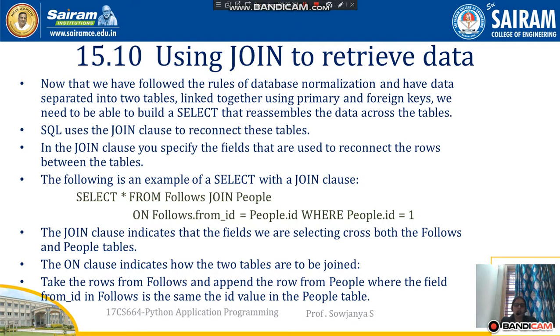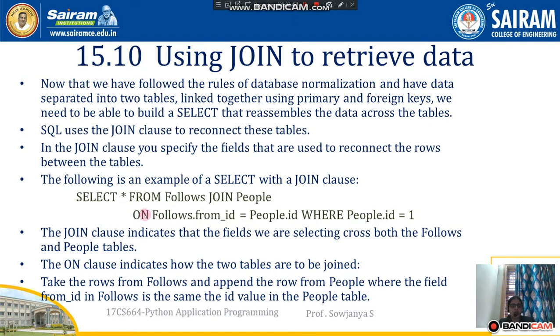How is it doing that? In the JOIN clause you can specify the fields that are used to reconnect the rows between the tables. How can we do it? Using SELECT and JOIN: SELECT * FROM follows JOIN people. What it is doing is indicating that the fields were selected across both the follows and the people tables.